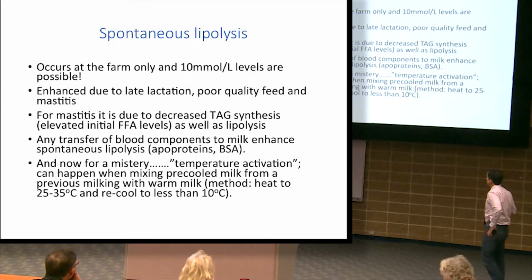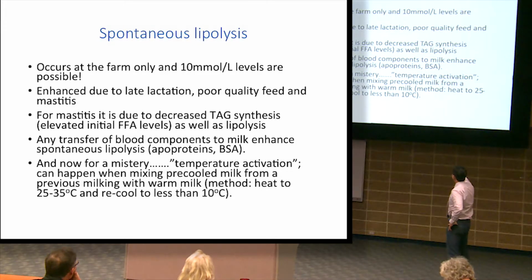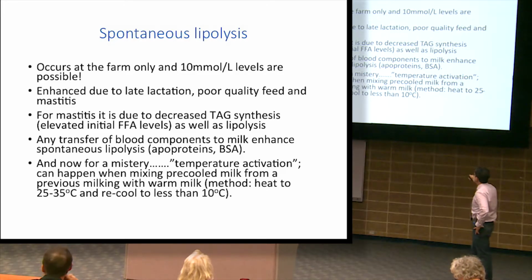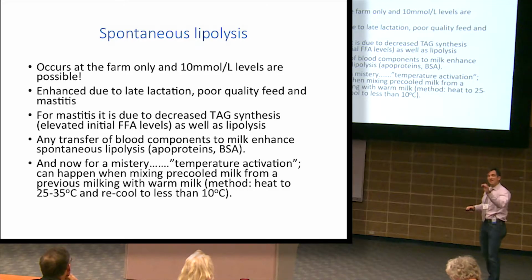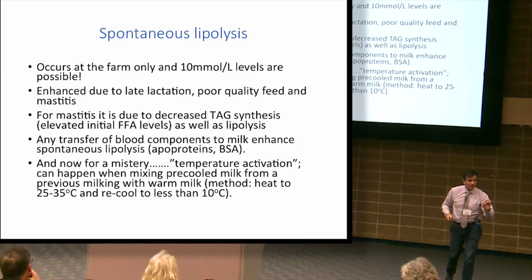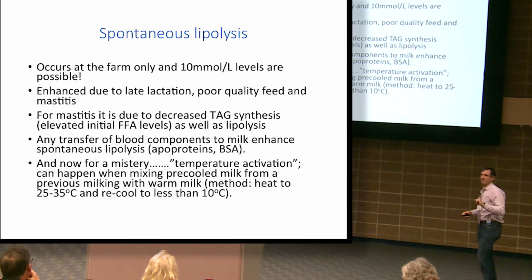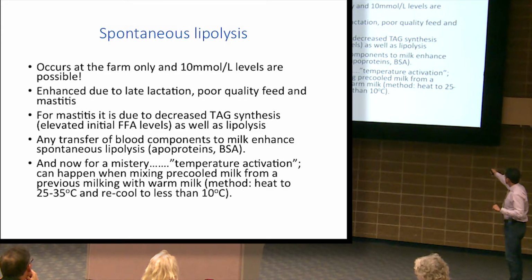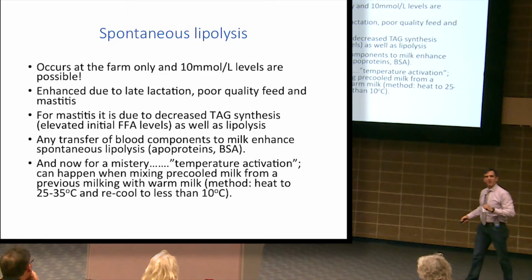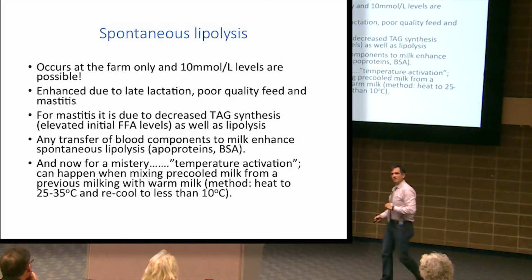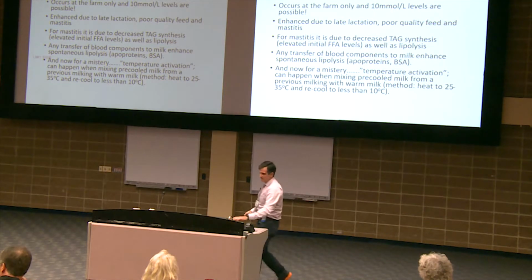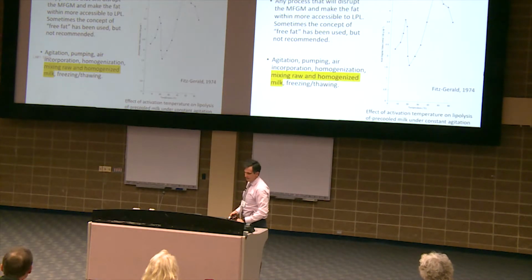Temperature activation can happen when mixing pre-cooled milk from a previous milker with warm milk. And if you want the maximum free fatty acid production, I don't know, you'd probably be fired if you do that, or you heat the milk to 25 to 35, and then you recool it to less than 10. That temperature activation activates the lipolysis process. There's a lot of mysteries here. Don't look at me for exact answers right now.